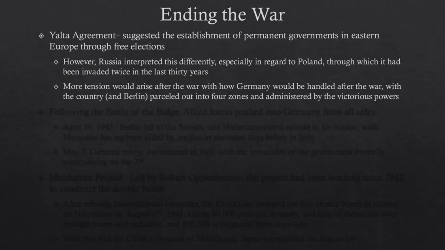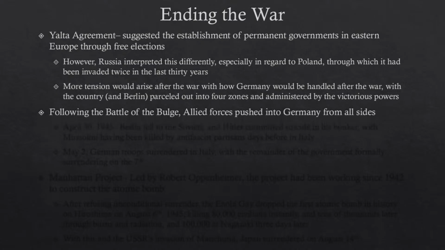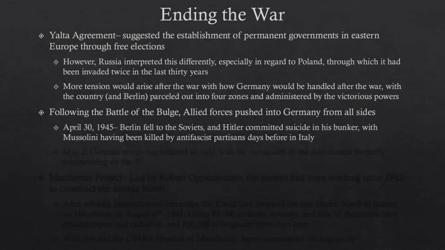It would eventually be partitioned out, as well as Berlin, into 4 zones, which we'll talk about in a minute. So the Nazi forces did have one final push to the west into the American and British forces at the Battle of the Bulge. But it was too little too late, and the Allied forces started pushing into Germany. Obviously, the Soviets got there first.